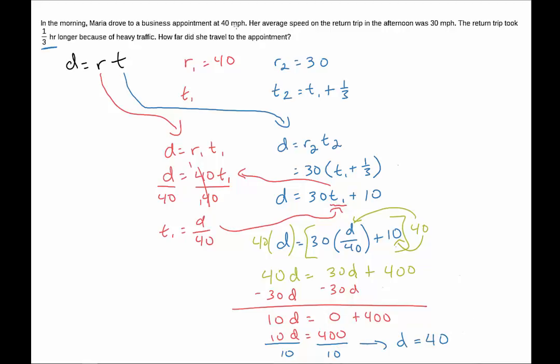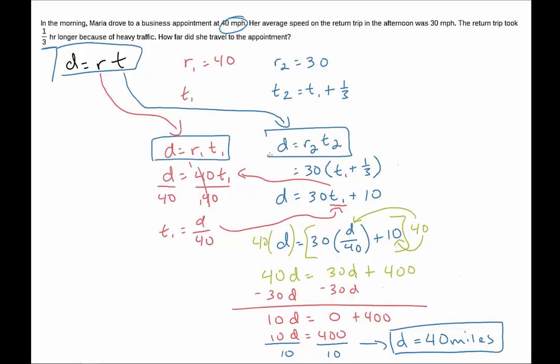Now, in the original problem, I did see that everything was in miles. So even though I was a little lazy with my units here, I do want to put them back on at the end. And we see that by taking the original relationship, D equals RT, and plugging that in, we were able to come up with two equations with two unknowns and find the one we were looking for, which in this case was D.